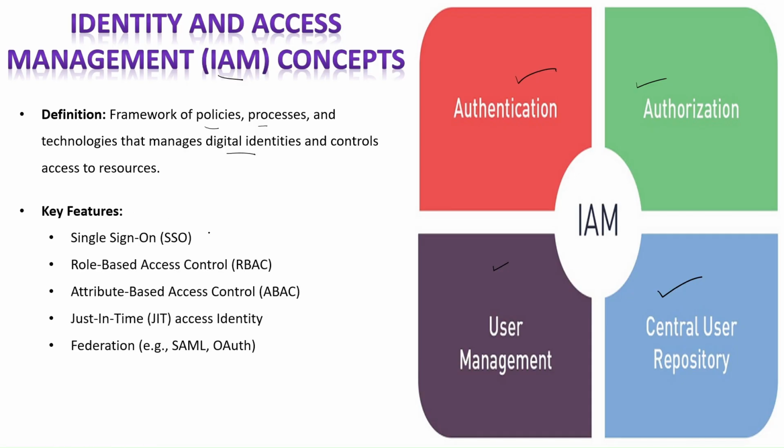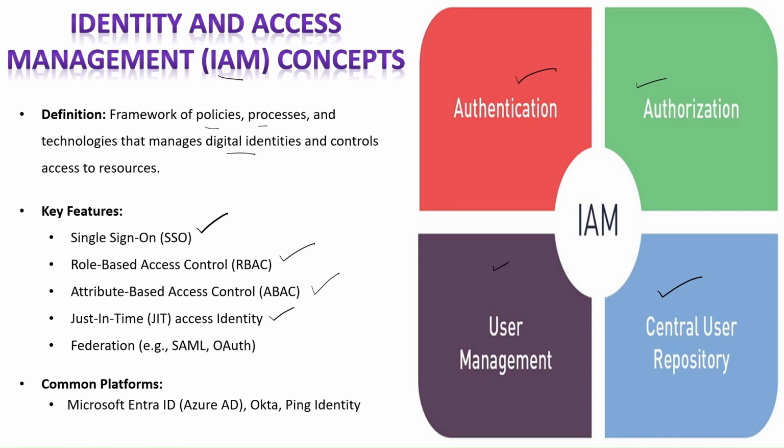So, key features of identity and access management include that it may provide us with a single sign-on solution, role-based access control, attribute-based access control, just-in-time access for privileged users and federation, for example, through SAML and OAuth. So, common platforms for identity and access management, important ones are Microsoft Entra ID, previously known as Azure AD, Okta, and Ping Identity.